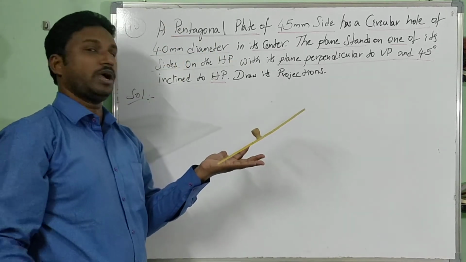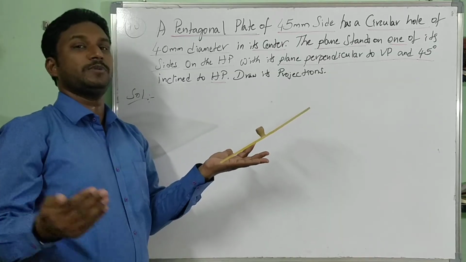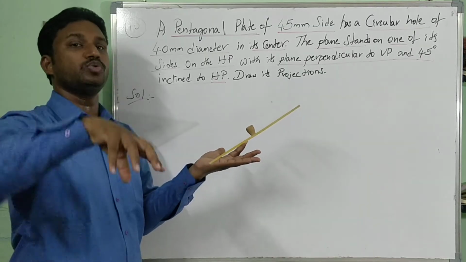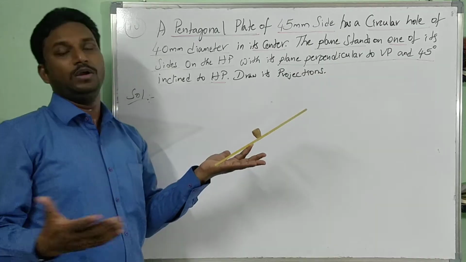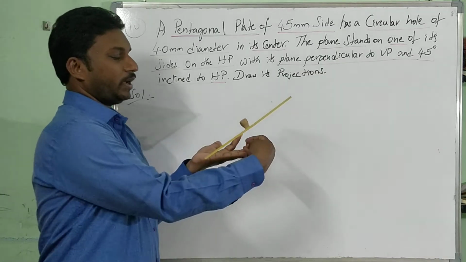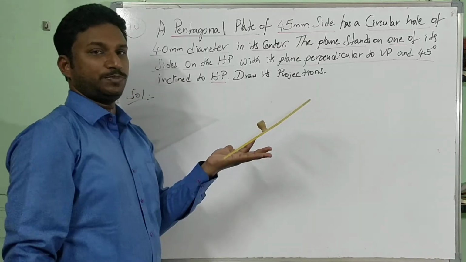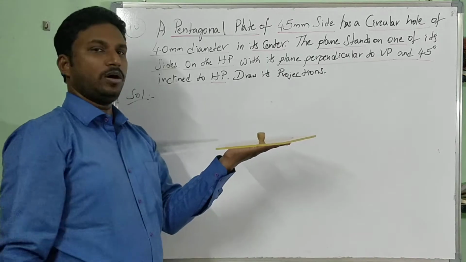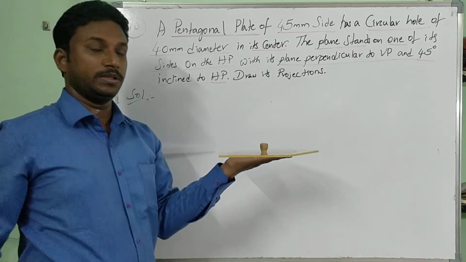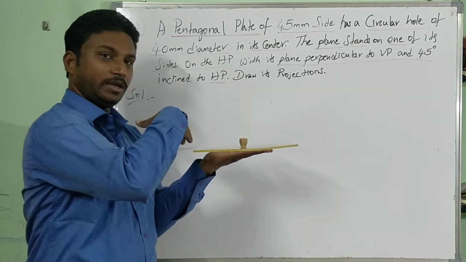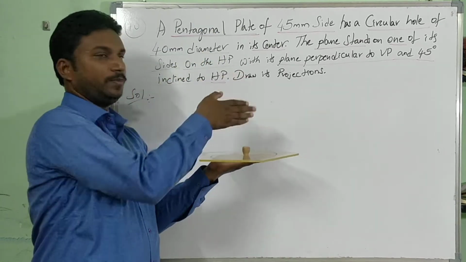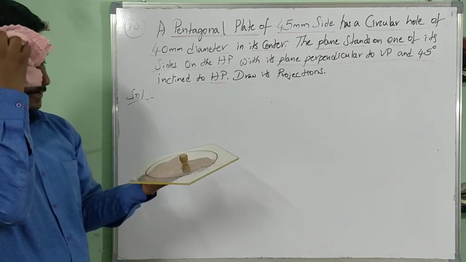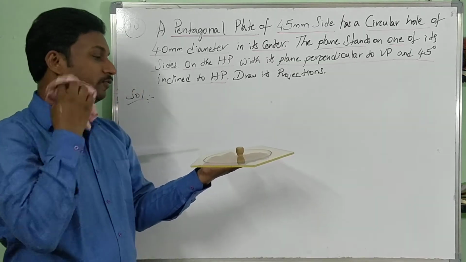So we have to go with a step by step procedure. That means we take this into such a position that we can draw its true shape in one of the views, either top view or front view. So now I am removing the angle with respect to HP, 45 degrees. Once I remove this, it will go and lie on HP, still perpendicular to VP. We are satisfying that one condition, plane perpendicular to VP. Now with respect to this position, we have to draw its projections.